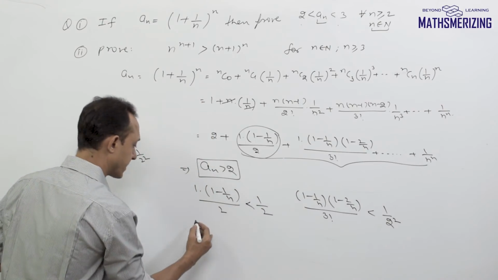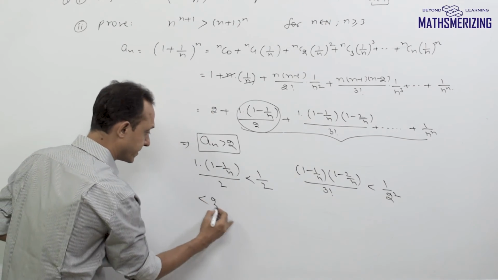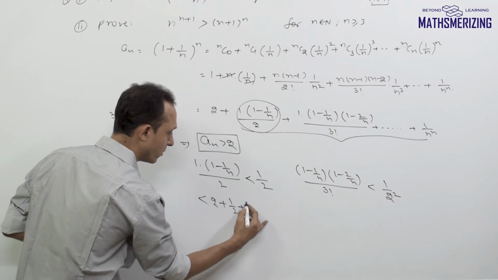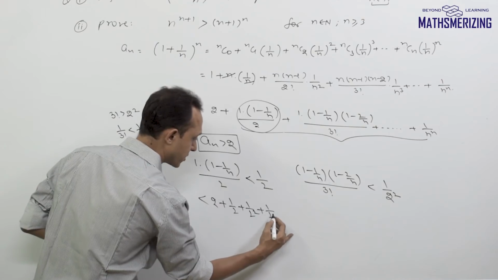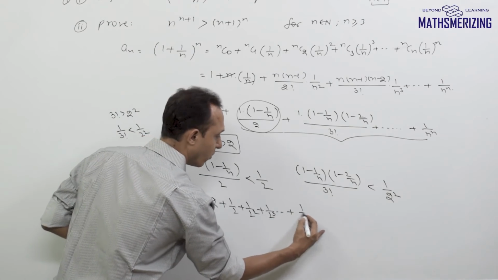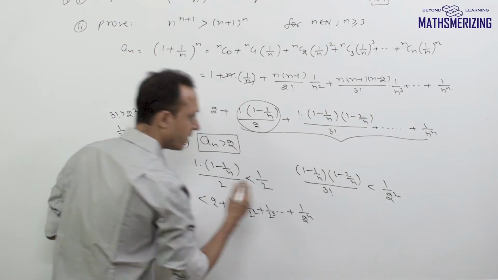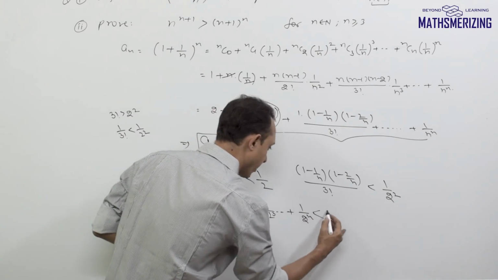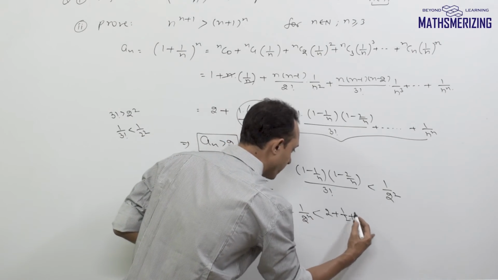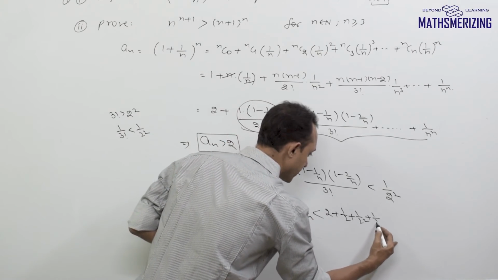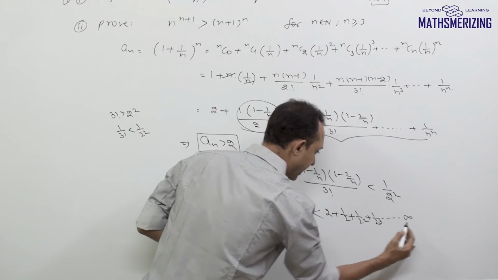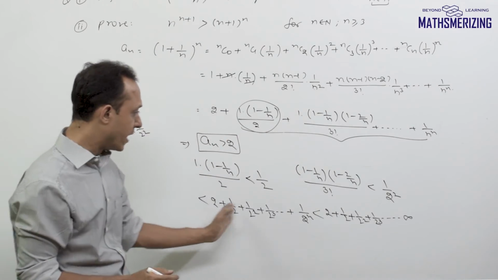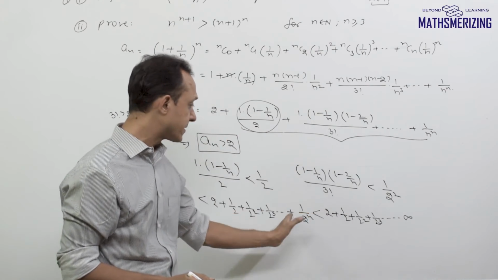So simply what I know is, I can write this series should be less than 2 plus 1 by 2 plus 1 by 2 square plus 1 by 2 cube up to 1 upon 2 to the power n. Now this series will also be less than 1 plus 1 by 2 plus 1 by 2 square plus 1 by 2 cube. So if I take infinite terms, if I add more terms to it, it will still be less.